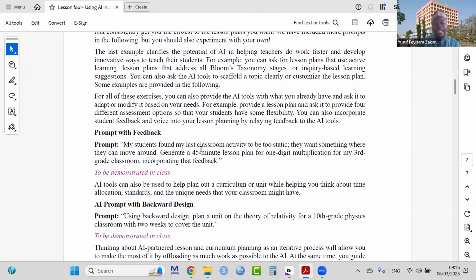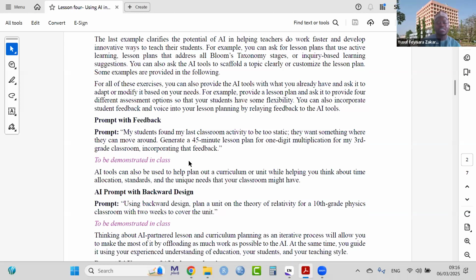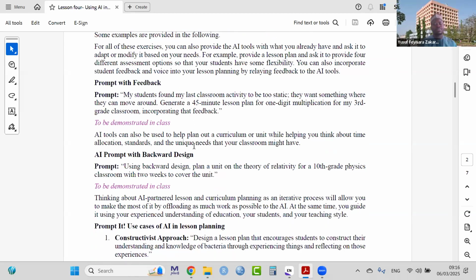My students found my last classroom activity to be static. Okay. They want something where they can move around. Generate a 45-minute lesson plan for one-digit multiplication for my third grade classroom, incorporating that feedback. All right, you have thoughts, and the students made some complaints, and you want to incorporate that into your next teaching. You can ask AI to develop a lesson plan that will incorporate the feedback. So you can run this in your own time, then you'll be happy with it.